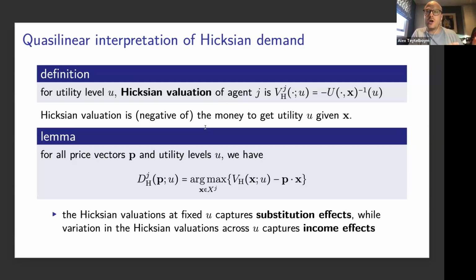In the case when we only have quasi-linear preferences, there are no income effects. It's very nice. The only thing we see is substitution effects. But as soon as we have preferences that are non-linear in money, income effects are going to come in and ruin the party, as you'll see, and make things very hard. But I'm going to show you that by using this idea of the Hicksian valuation and this quasi-linear interpretation of Hicksian demand, we can make very fast progress in analyzing the case where there is also income.